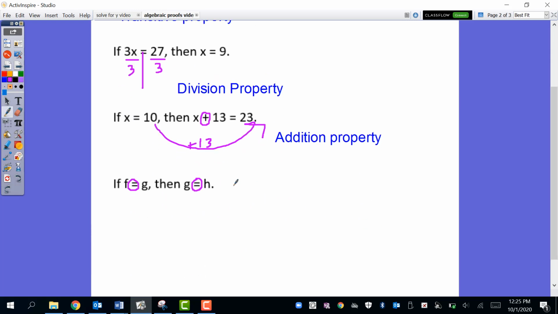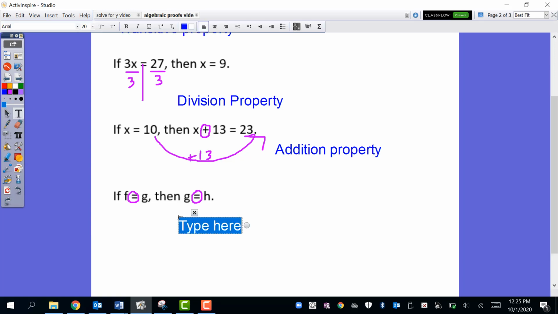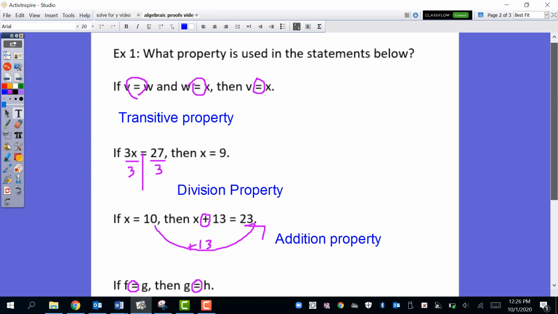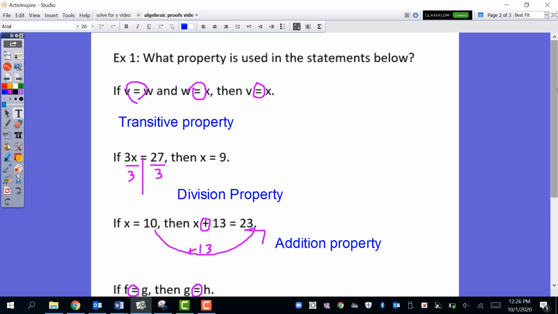If F equals G, then G equals H. So the answer for that one was symmetric property. So that's pretty much all there is to the matching. Definitely have the list of properties in front of you. That will make your life a lot easier. Okay.